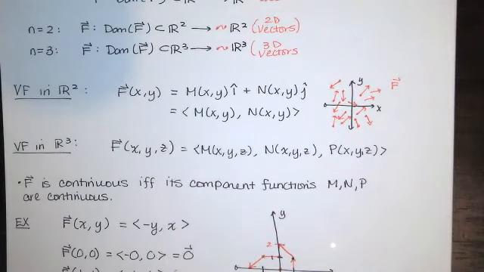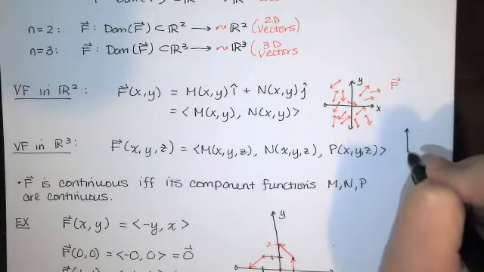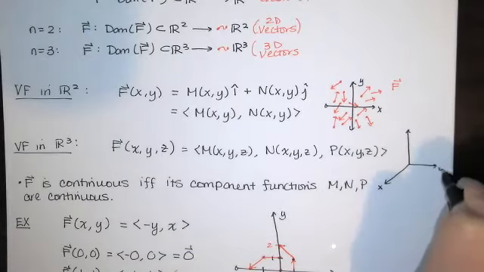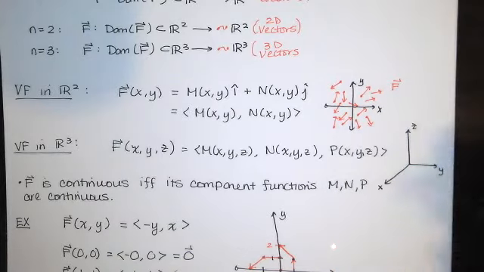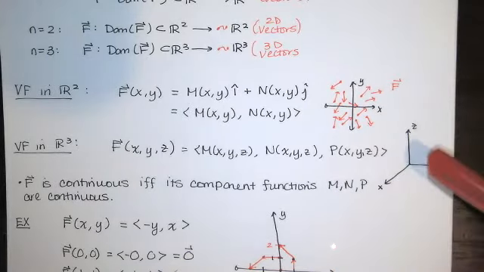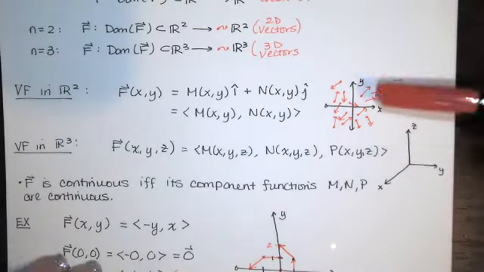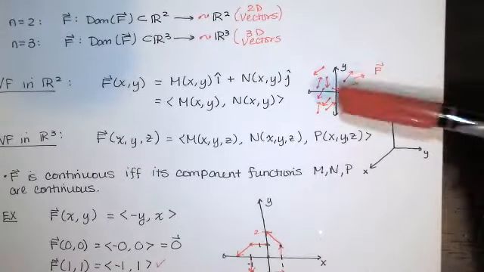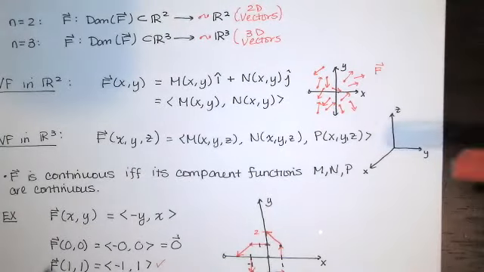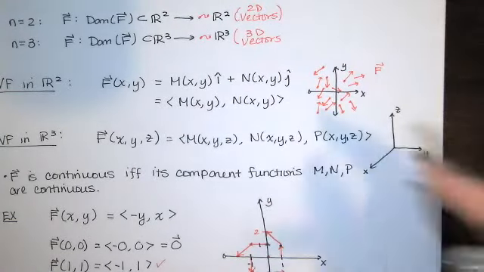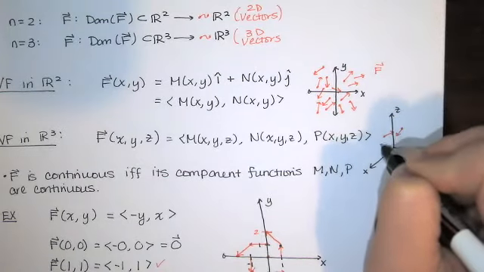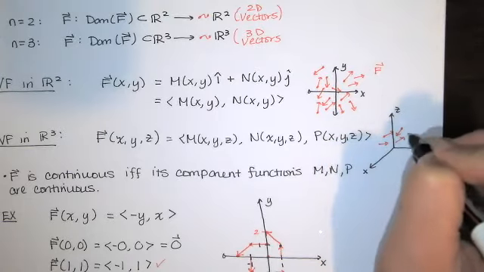Now this one is very similar. It's even harder to draw. But this assigns a vector to every point in its domain, which is a subset of three-dimensional space. I think I may have misspoke here. This only assigns vectors to points in its domain, which is a subset of two-dimensional space. So basically, we're just going to have a bunch of vectors over here as well. Here's a point, and there's a vector. Here's a point, and there's a vector. Maybe they look like this.